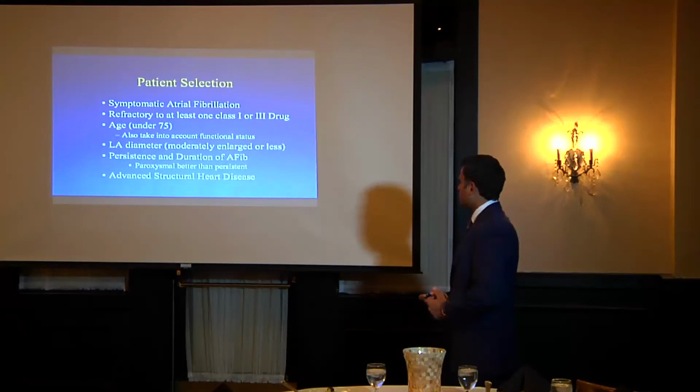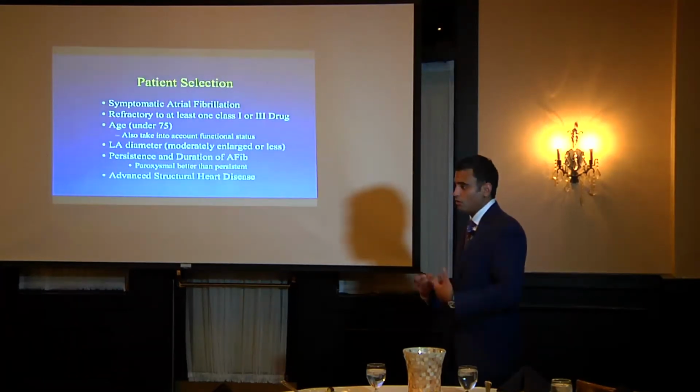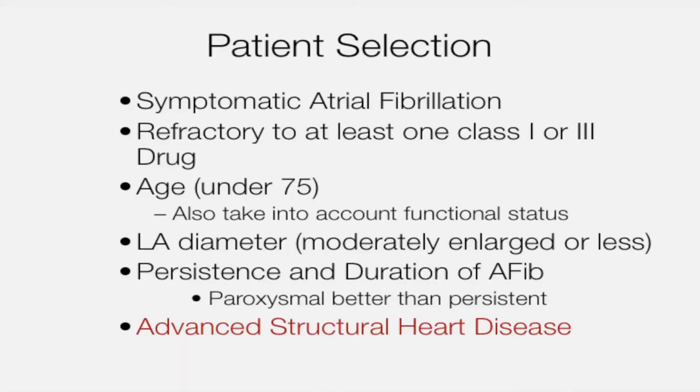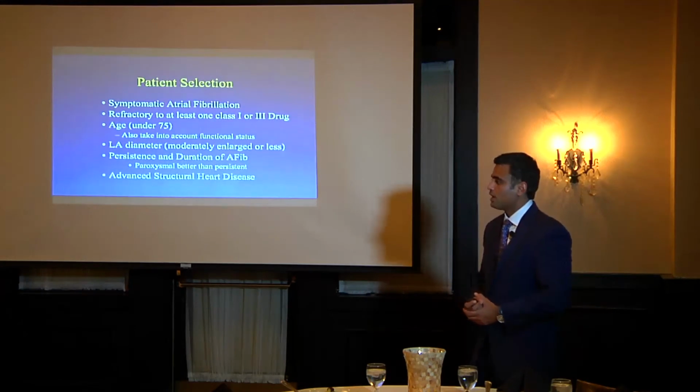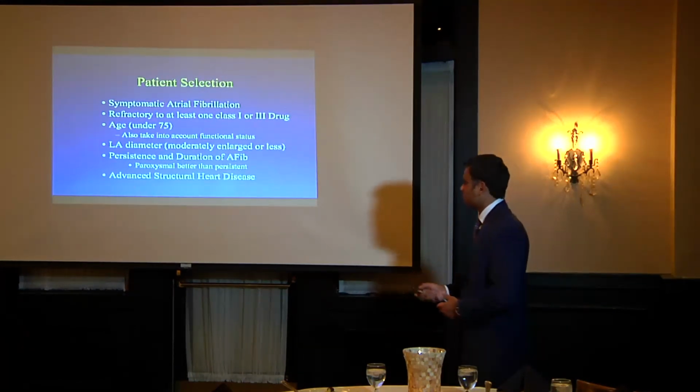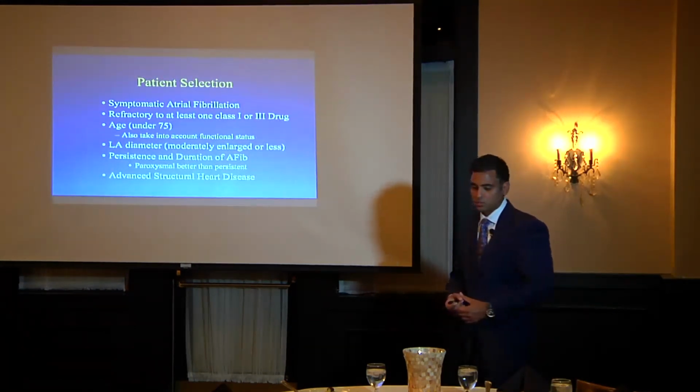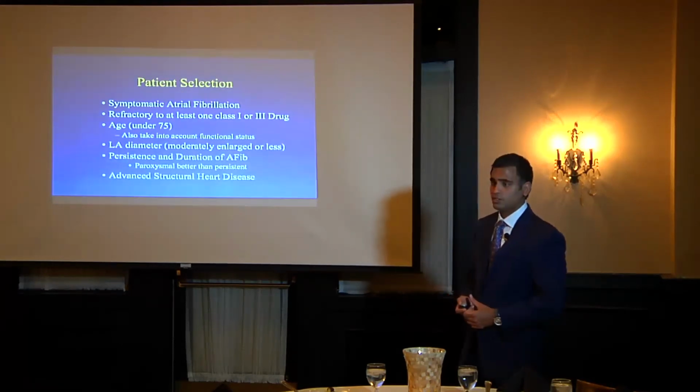Paroxysmal is much better than persistent as far as our results overall are concerned. Advanced structural heart disease, so if they have severe mitral regurgitation or severe aortic stenosis, they're going to need surgery. It's much better for them to go ahead and get a concomitant Maze procedure during surgery than us go in and do an AFib ablation and then them get surgery soon after. So those are the patients that we definitely refer to the surgeons and tell them to go ahead and do their Maze procedure at the same time as surgery.